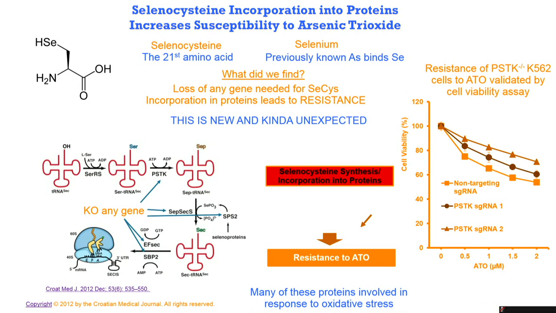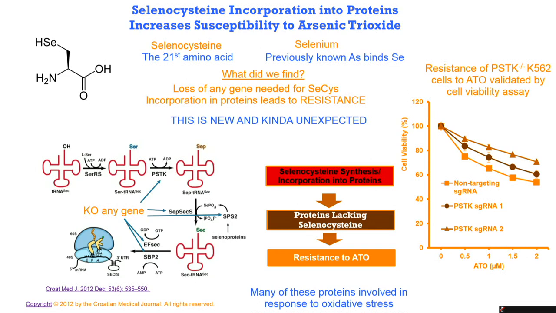And then most surprisingly, we found that loss of a whole series of genes involved in selenocysteine metabolism actually increased resistance to arsenic. This was really surprising to us, and we are still trying to figure out what's going on. This is just showing a validation where we made an individual knockout and showed that, in fact, individually knocking them out also increased resistance to arsenic. So this was an unexpected insight.